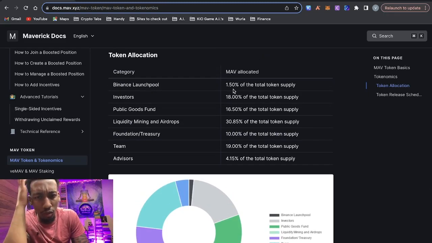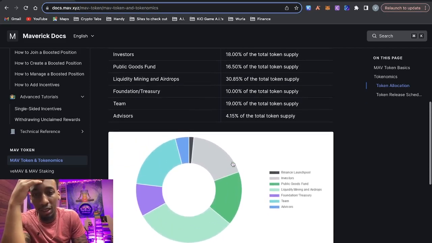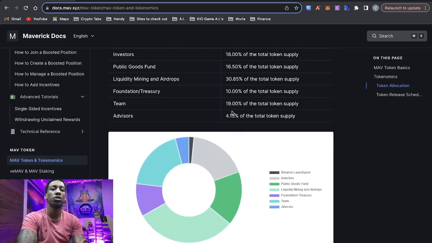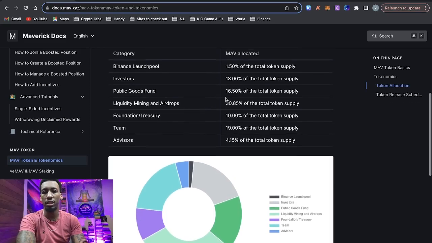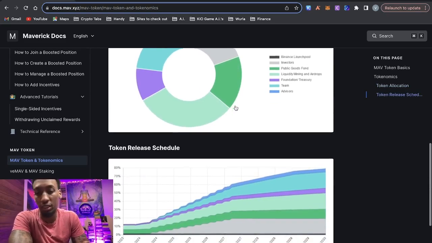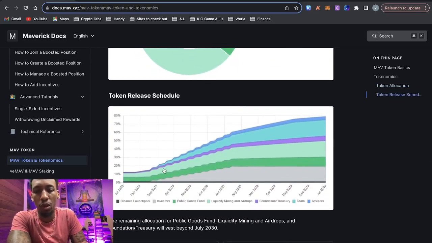You had 1.5% going to Binance, 18% going to investors, 16% to the public goods fund, which is pretty much a team in my eyes. Liquidity mining and airdrops, foundation, treasury, aka team, and then advisors. So, you know, 19% to the team. I've seen better, I've seen worse, but when you factor in the treasury and the public goods fund, I don't know, it seems like the team to me. I'm not sure. It's one reason why I'm not buying the token.